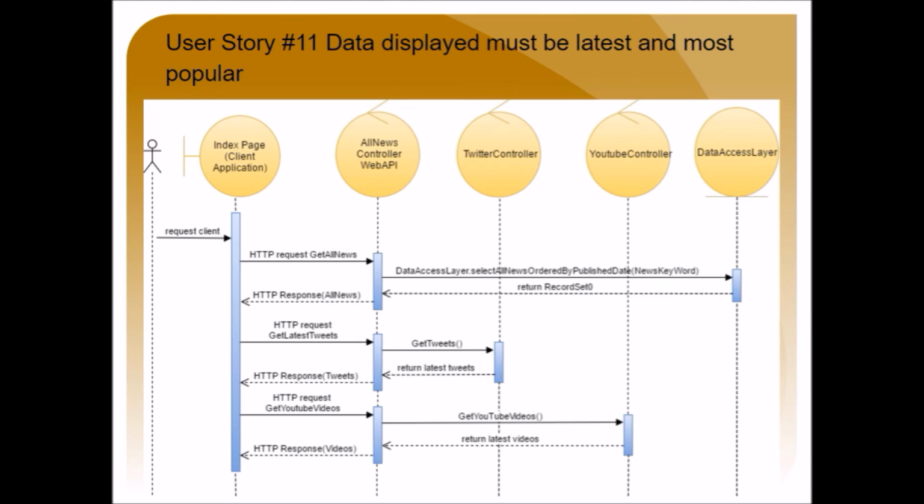This is a sequence diagram for how the news are basically displayed. The client application makes HTTP requests to the AllNewsController. Now, the AllNewsController is the one that calls on the database to retrieve all the news ordered by date, and it also requests the latest tweets from Twitter and the latest videos from YouTube.